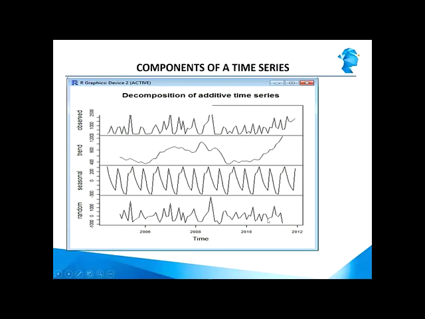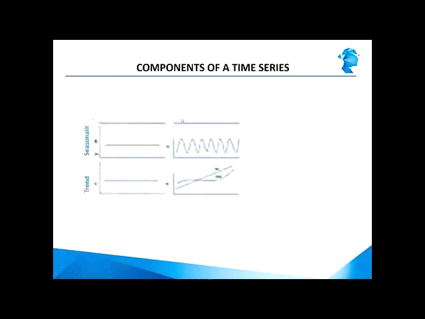The random component, unlike the other two components, cannot be fit into any pattern. So it is the irregular component. And all three of those added up make up our observed time series. Now, some time series may have all of these components. It may have the trend, seasonal, and random components.